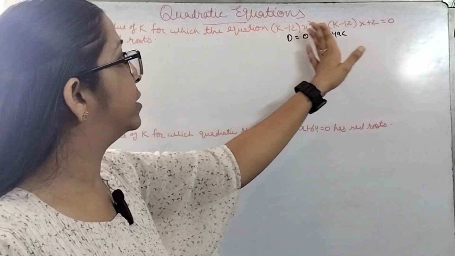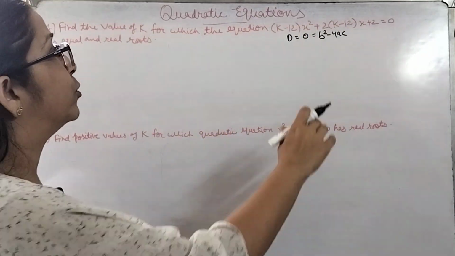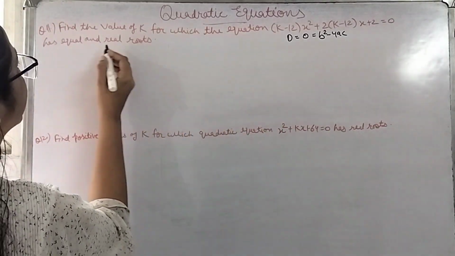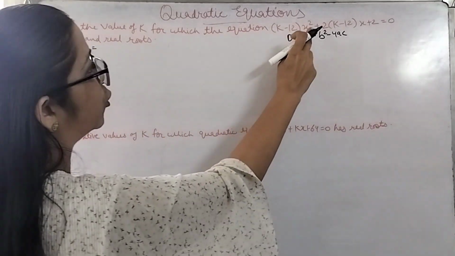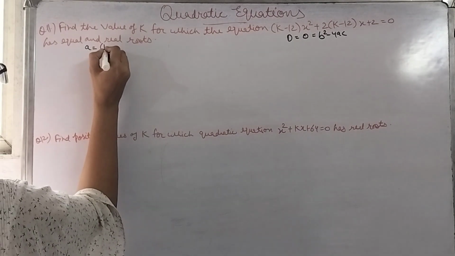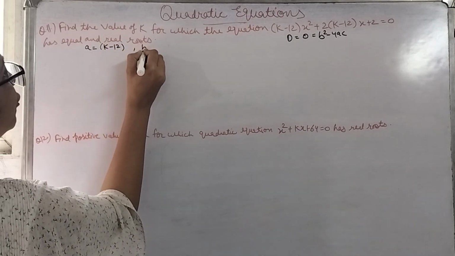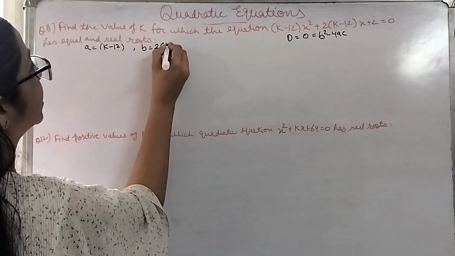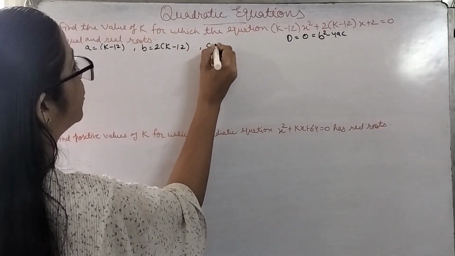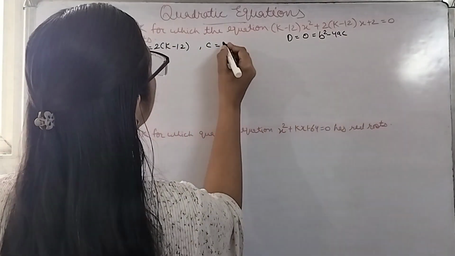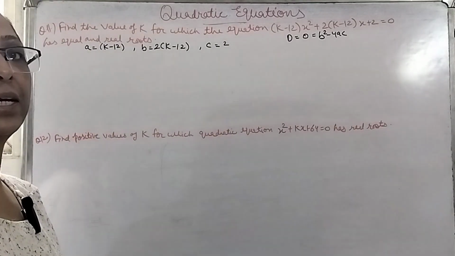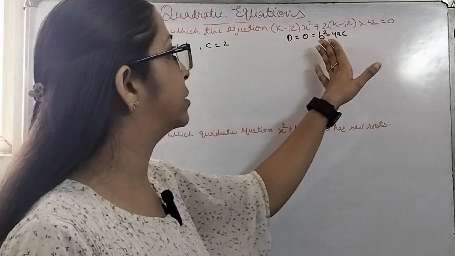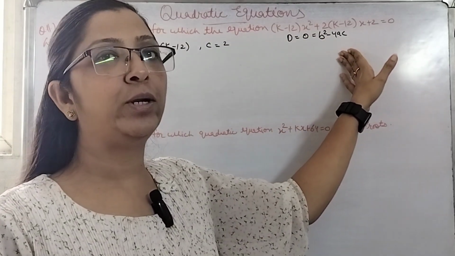Now see over here, this is the equation given to us. If we compare this equation with the standard form of the quadratic equation, we can see that the value of a, that is the coefficient of x square, is k minus 12. Value of b, that is the coefficient of x, is 2 multiplied by (k minus 12), and value of c, that is the constant term, is your 2. These are the values of a, b and c, and for the condition given, that means for equal and real roots, your b square minus 4ac should be equivalent to 0.